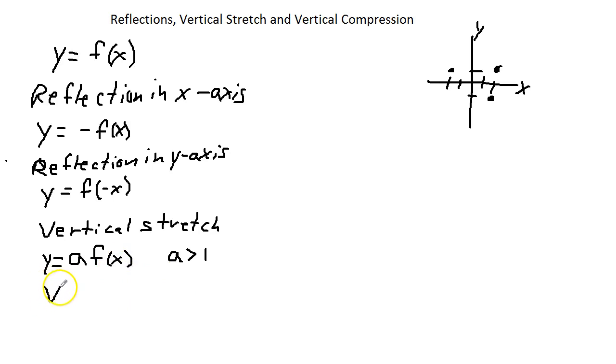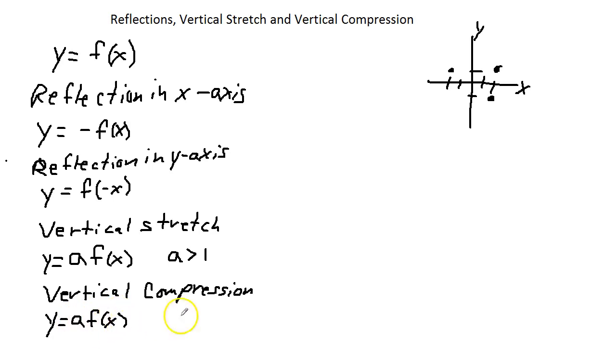Okay, and then a vertical compression would be this. Y equals a times f of x. And you're like, what? It's the same. Well, no, it's not.